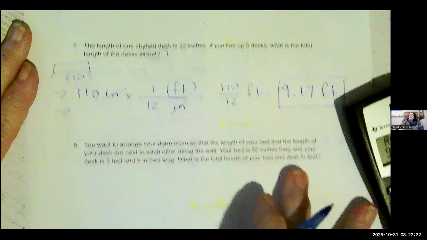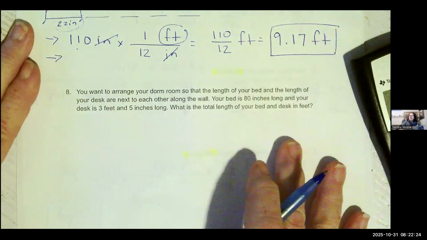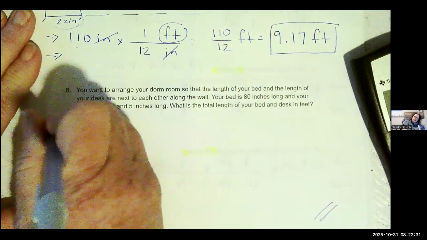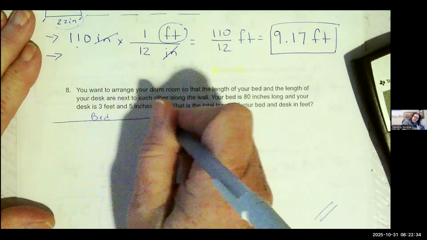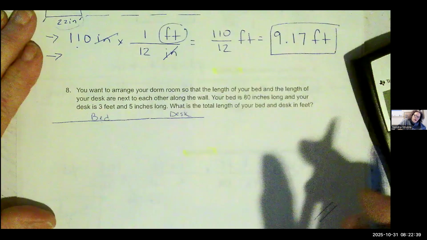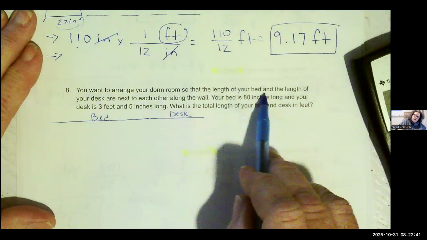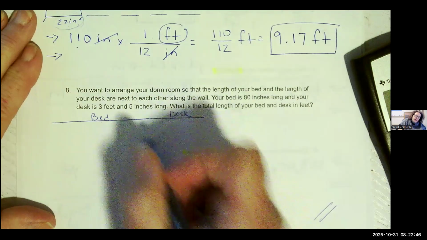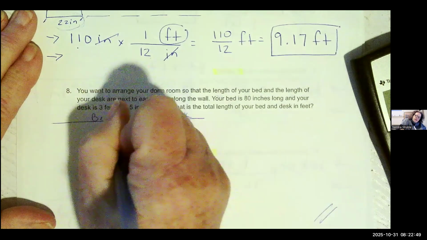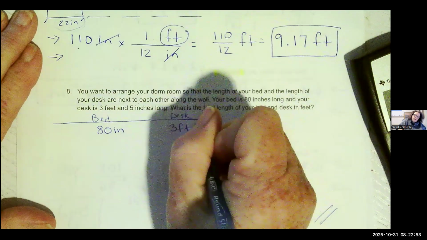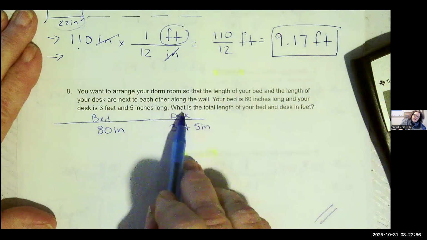You want to arrange your dorm room so that the length of your bed and the length of your desk are next to each other along a wall. Okay, the length of your bed and the length of your desk are next to each other along a wall. So there's my wall. Your bed is 80 inches and your desk is 3 feet 5 inches. What is the total length of your bed and desk in feet?